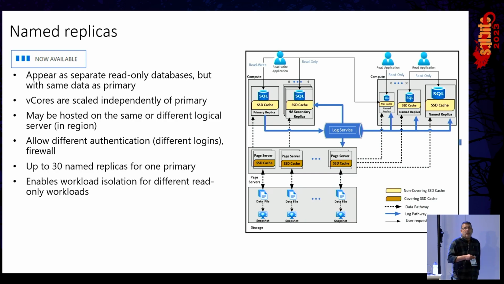The second thing is they can be hosted on a different logical server. And why is that important? That's important for workload isolation. So you could have different security. Say you have another team that needs read access to this data. You can have different security and a dedicated endpoint to this named replica that doesn't interfere with your primary at all. So this could be server 1, this could be server 2, an endpoint with its own login security, and so on and so forth.